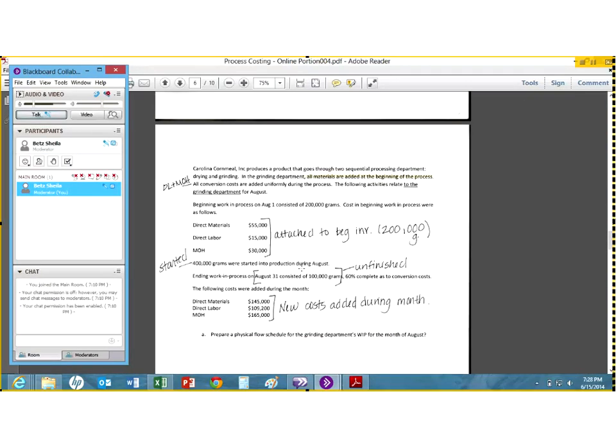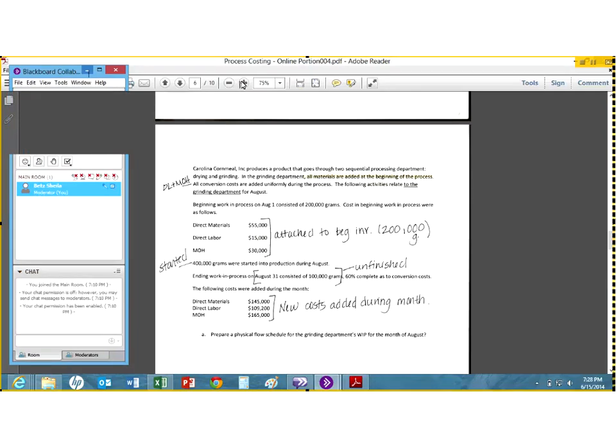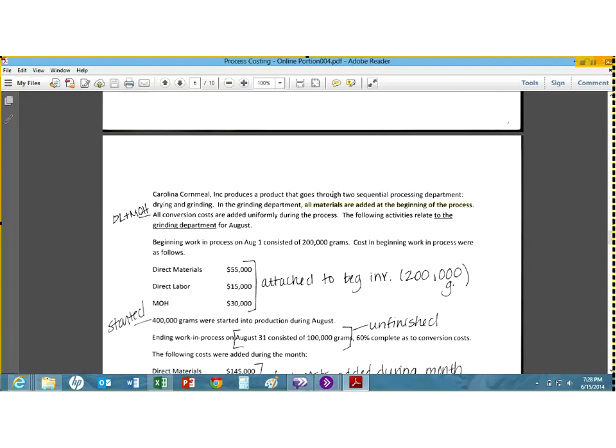So what we're going to be looking at is Carolina Cornmeal. She produces a product that goes through 2 sequential processing departments, the drying and the grinding department. In the grinding department, all materials are added at the beginning of the process. Right now that doesn't mean anything to you, but do me a favor and highlight that portion or somehow mark it so you know to come back to it later. Then all conversion costs, and as a friendly reminder, conversion costs include direct labor and overhead, are added uniformly during the process. The following activities relate to the grinding department for August.